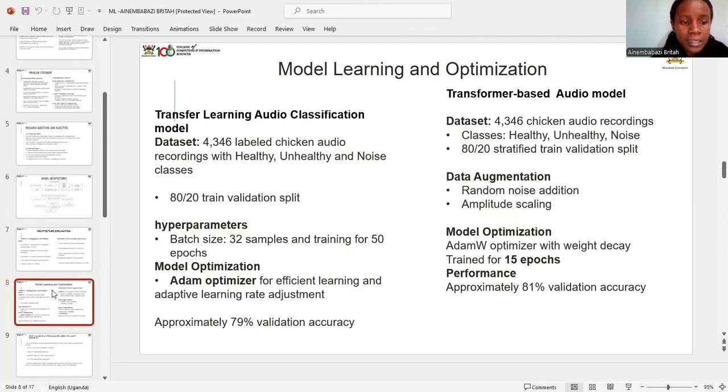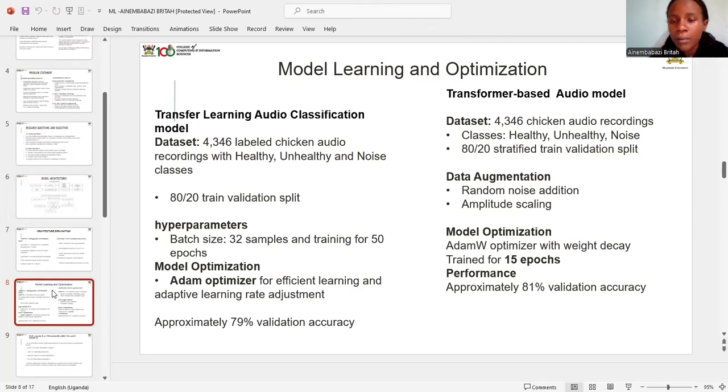While training, the model used a batch size of 32 samples, and the training process was conducted for 50 epochs to allow the network to learn important acoustic features. Then the model was optimized using the Adam optimization algorithm, which automatically adjusts the learning rate to improve training efficiency and convergence. After that training, the transfer learning model achieved an overall classification accuracy of approximately 79%.